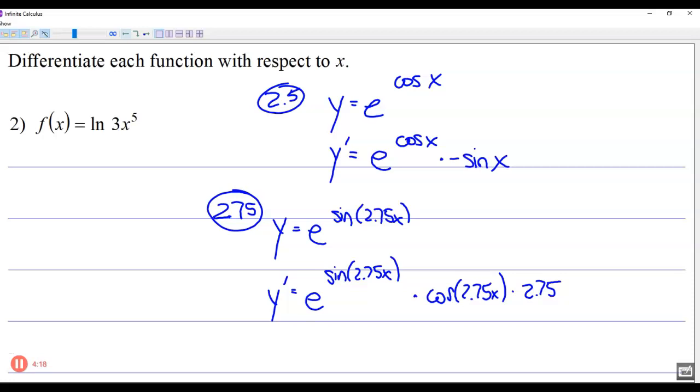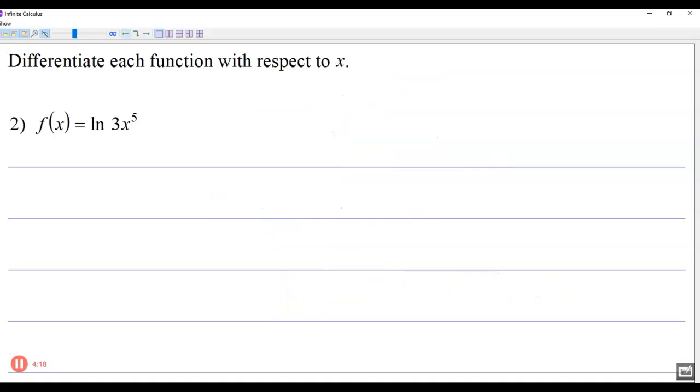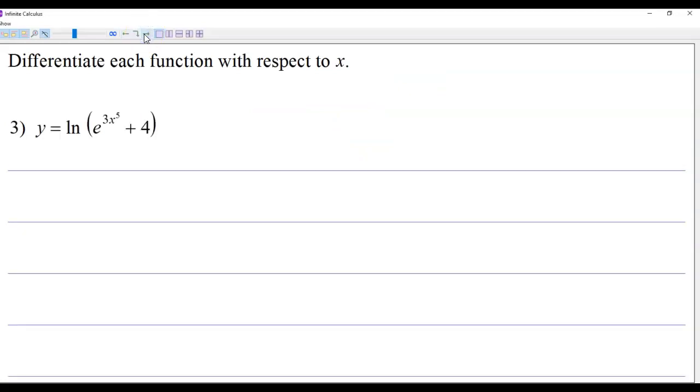Is that okay? Yeah, so it looks a little rougher though. Alright.